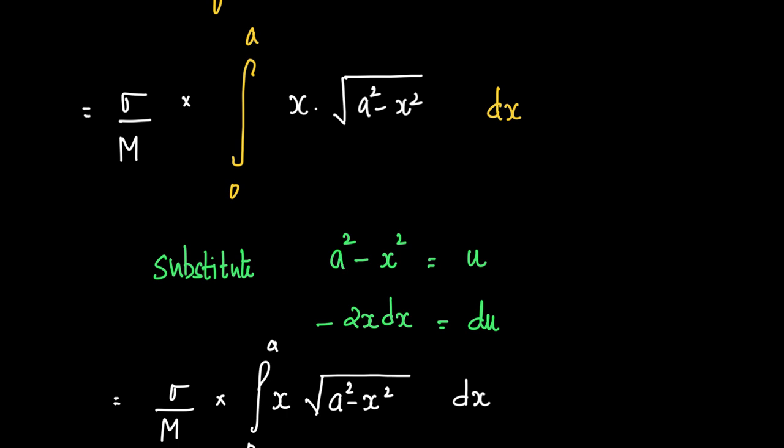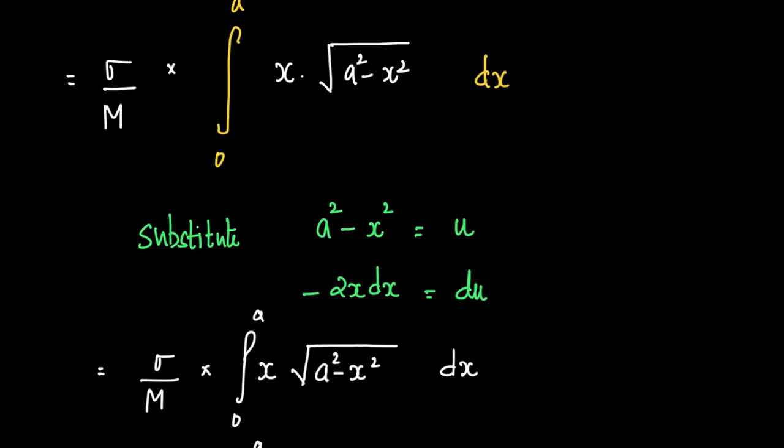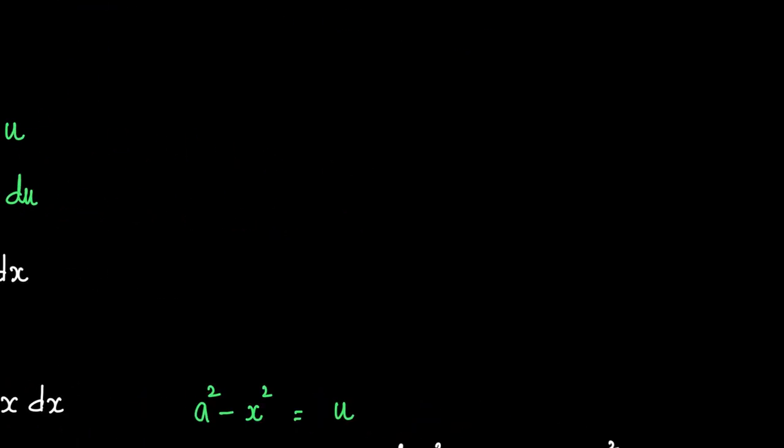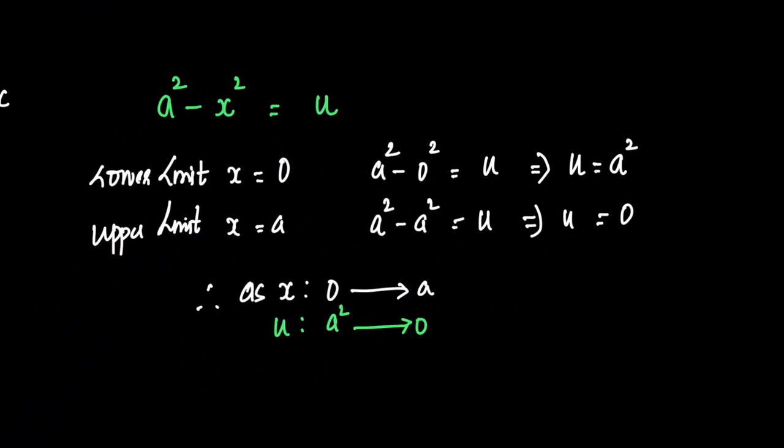Differential of a square is 0, differential of x square is minus 2x dx, differential of u is du. Okay, now as soon as you make a substitution, the next thing to do would be to find the corresponding limits. So if a square minus x square is equal to u, where x varies from 0 to a, the lower limit x equal to 0 in this equation gives you a square minus 0 is equal to u, which gives you u is equal to a square when x equal to 0.